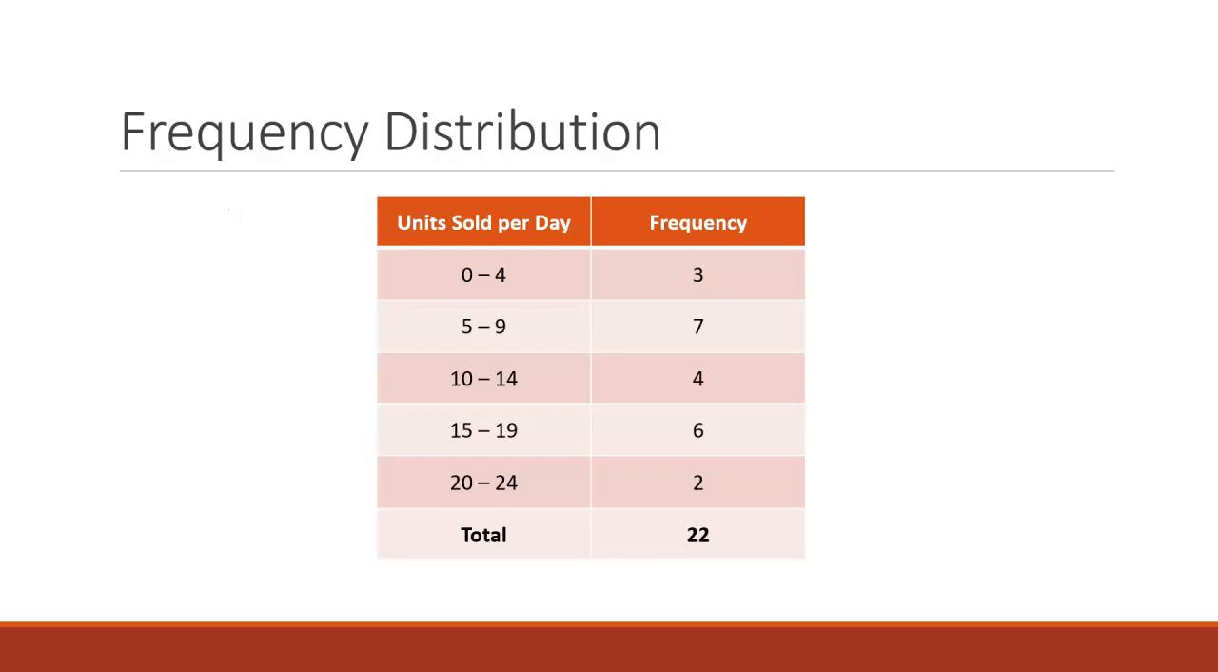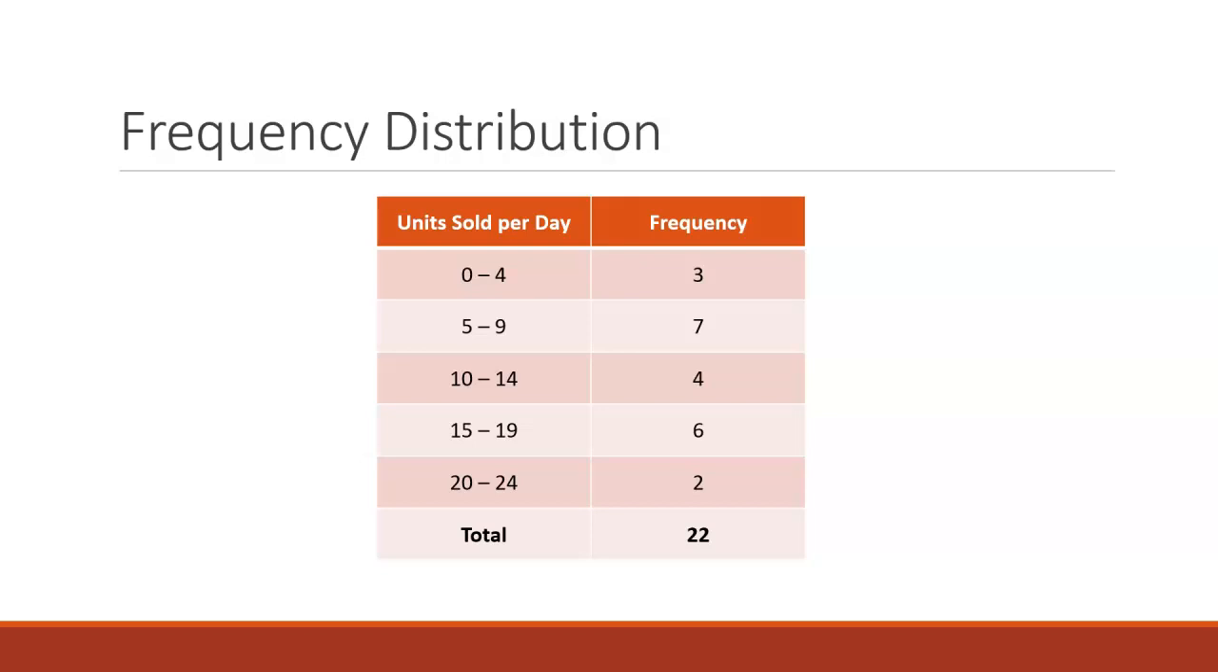And this is what a frequency distribution will look like. Notice we have our classes over there on the left. For units sold in a day, we have 0 to 4, 5 to 9, 10 to 14, 15 to 19, and 20 to 24. Remember some of those rules about frequency distributions.